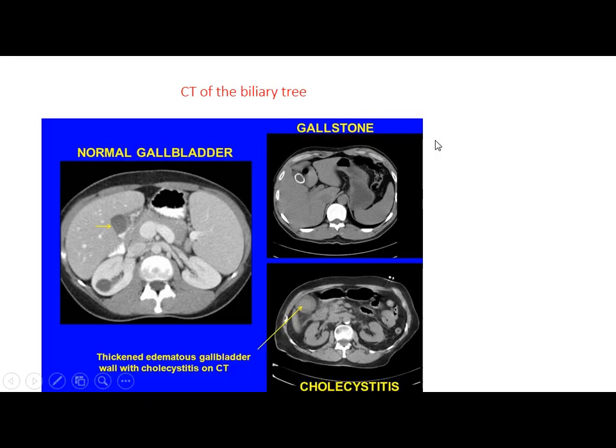And finally I have CT of the biliary tree. I didn't find many pictures, and you will not find many things on the biliary tree. You may find some dilatation, also some pneumobilia. That's it, no more. Okay, next.